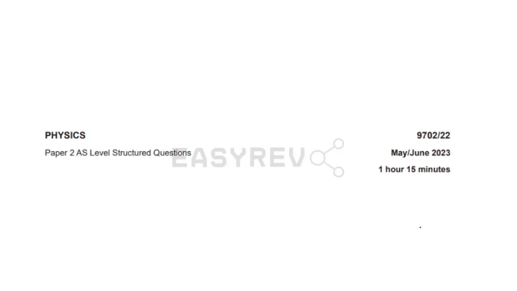Let's continue on with the second paper for the May-June 2023 series, specifically variant 2 for physics AS level. Before this we have gone through question 1 and question 2 separately so far. So do take a look at those questions first before we continue here onwards with question 3. So without any wait, let's begin.